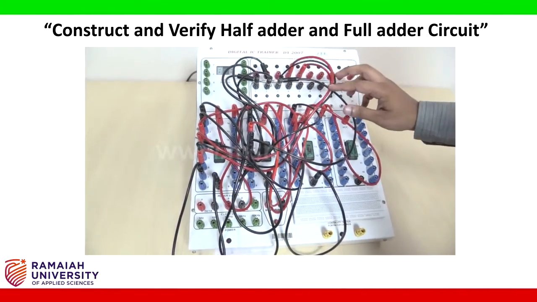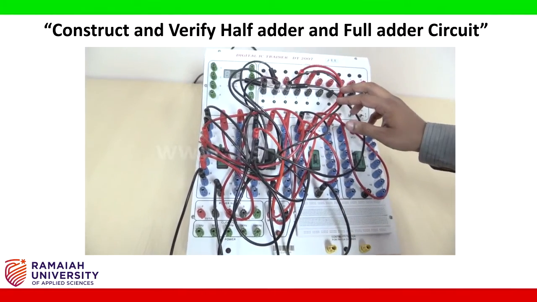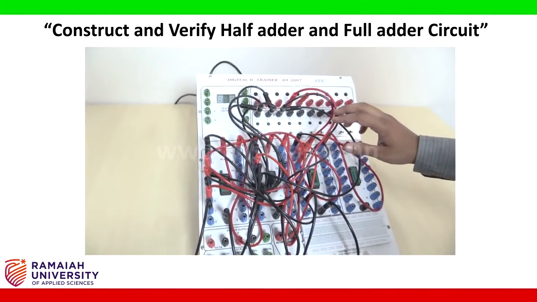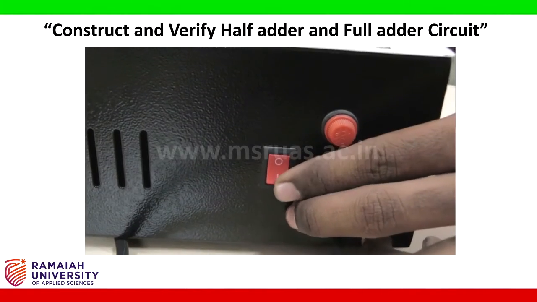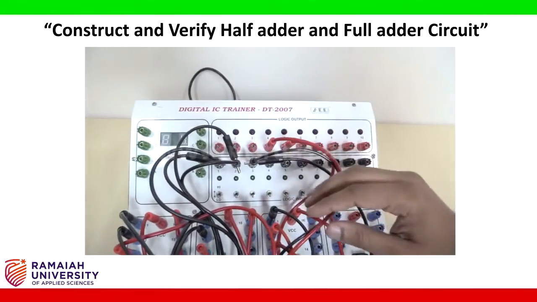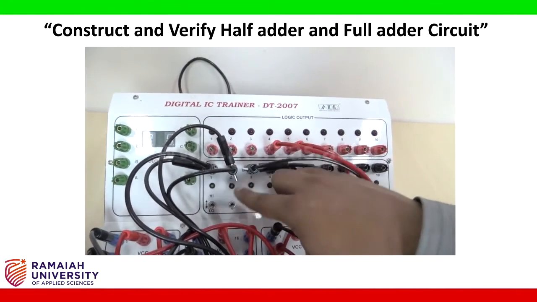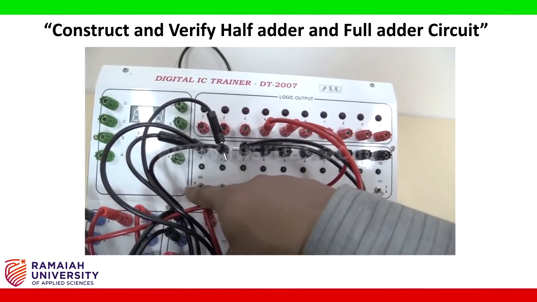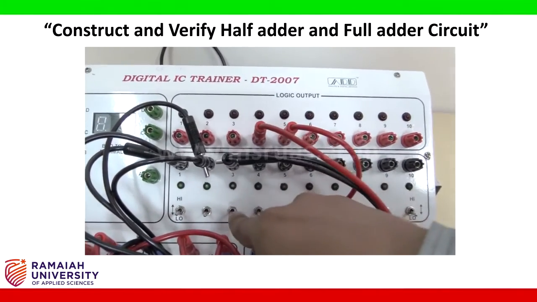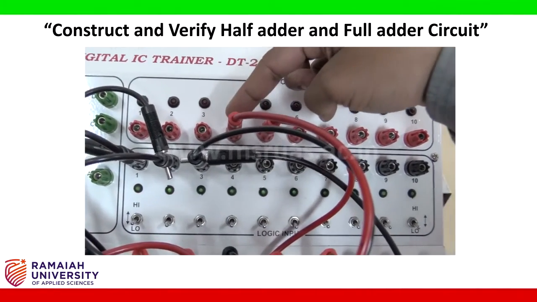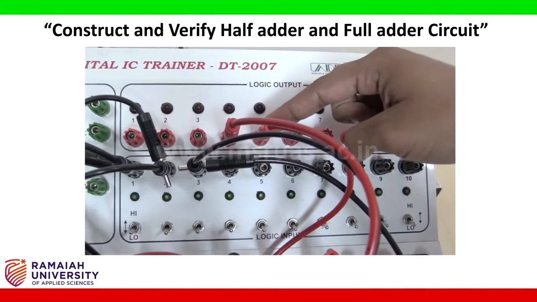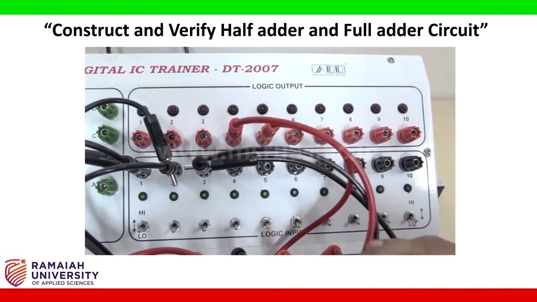After completing the connections, let us verify the truth table of the full adder. For that, first switch on the power supply to the trainer kit. Then as I told, these are the three inputs which can be controlled by the three notches presented here. So this is A, this is B and this is C, and there are two outputs. This represents sum, this represents carry. So now let us verify the truth table.